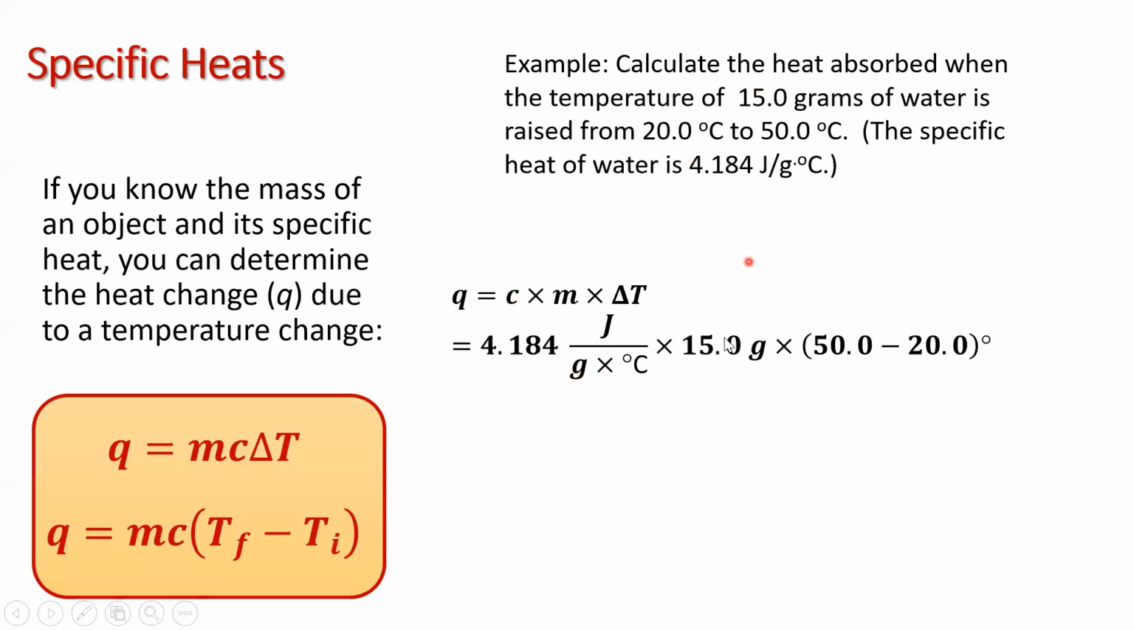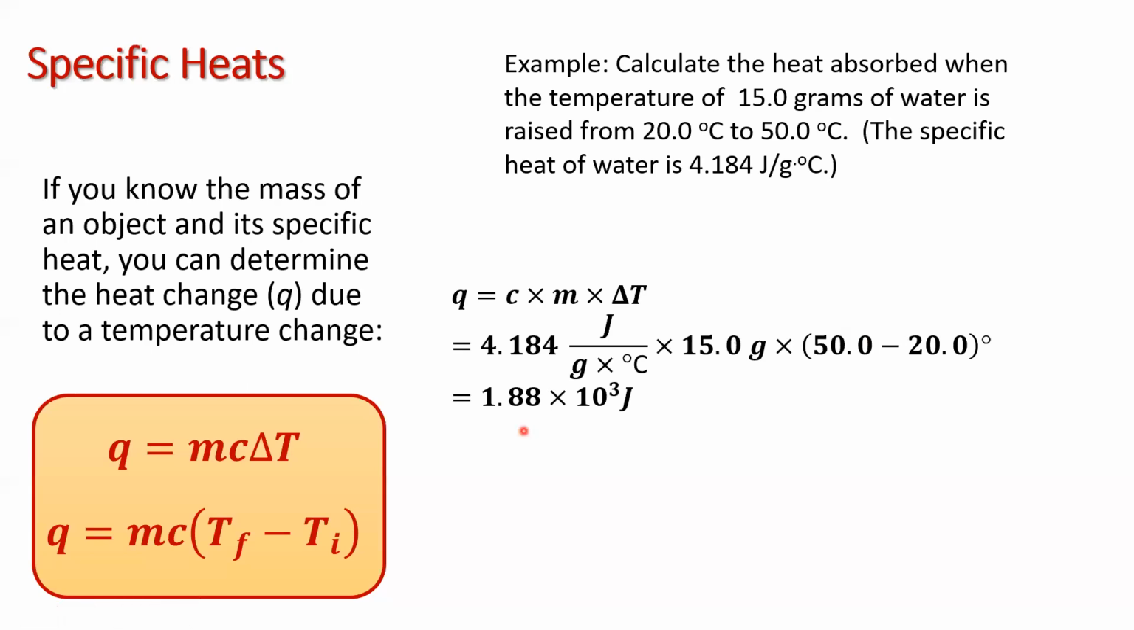We've got 15.0 grams for our mass. The final temperature is 50.0. The initial temperature was 20.0. So when we get our temperature change, that's going to give us 30.0. That has 3 significant digits in it. The 15.0 has 3 significant digits in it. So when we go to get our answer, we're going to want 3 significant digits.